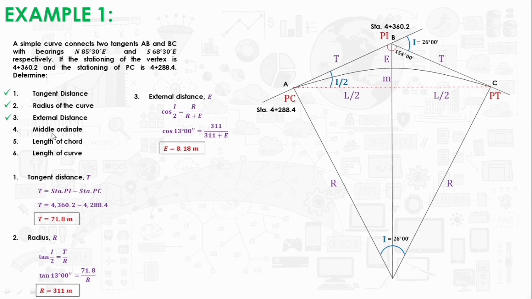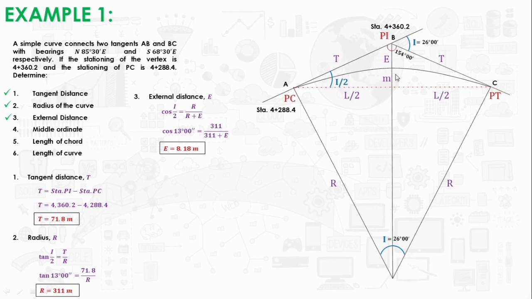Then number 4, we are going to determine the middle ordinate. Kanina hinahanap si E, ngayon hinahanap naman natin si M. Tama? So, paano natin mahanap si M? Given, known na si T, known na si R, tsaka known si E. So, pwede nating magamit itong right triangle A, B, tsaka yung midpoint ng length of chord. Given naman si T, given na si E, and meron na tayong I over 2. However, unknown pa si L over 2 natin, which is our adjacent.